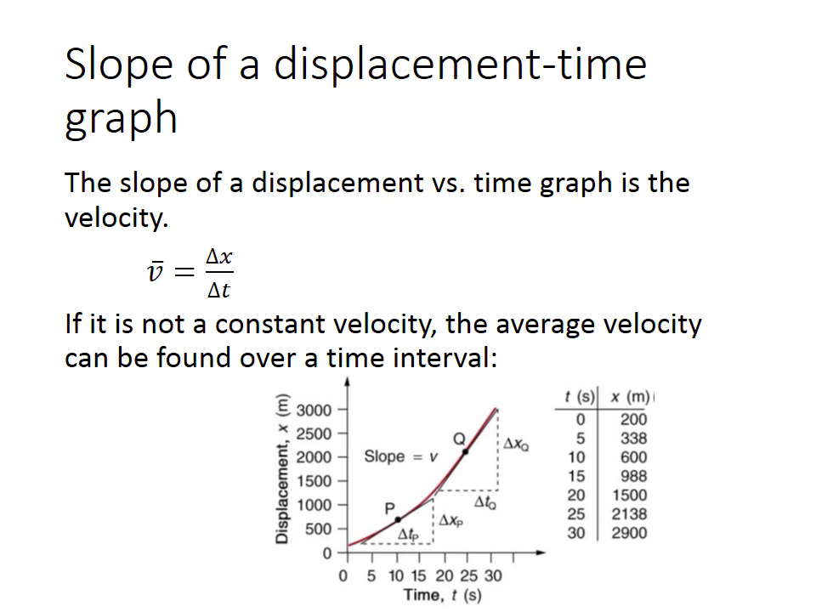Now, if it's not a constant velocity, if there's some sort of acceleration, the average velocity can still be found over a time interval, just by taking the delta x and the delta t. If we draw the line tangent to the curve, so the slope at that point for a given time, we can find what we call the instantaneous velocity.